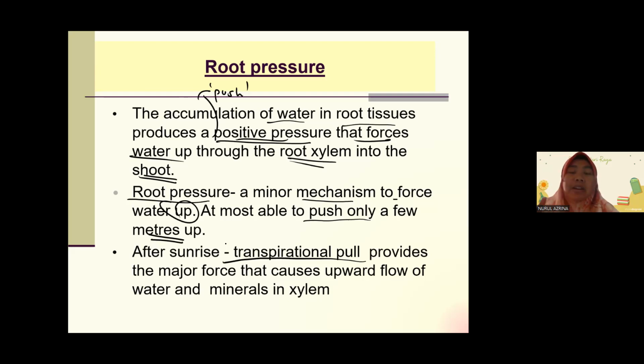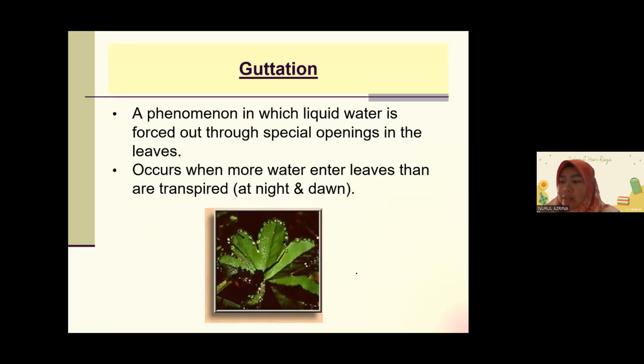Right, for tall plants, water can be pulled upward due to transpirational pull. Okay, after sunrise, transpirational pull provides the major force that causes the water to flow upwards. So this is what I mean by guttation. Guttation is a phenomenon in which liquid water is forced out through special openings in the leaves. It occurs because more water enters the leaves than is transpired. So usually this can be seen at nighttime or early dawn. Okay, right. So this is the effect of root pressure.